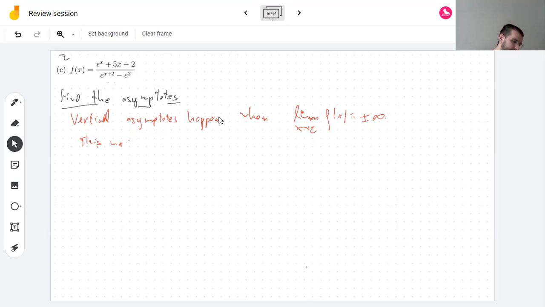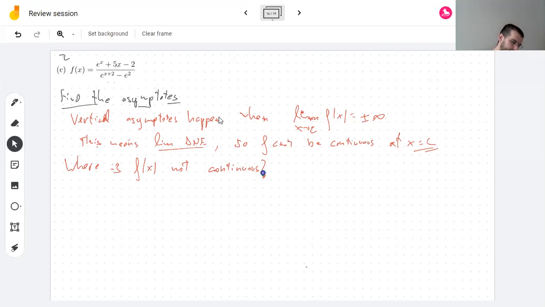If this happens, this means that the limit does not exist. So f can't be continuous there, at x equals c. So where is this function not continuous? That's where the denominator vanishes. So I should find the places where the denominator vanishes, but those are not necessarily going to be asymptotes.